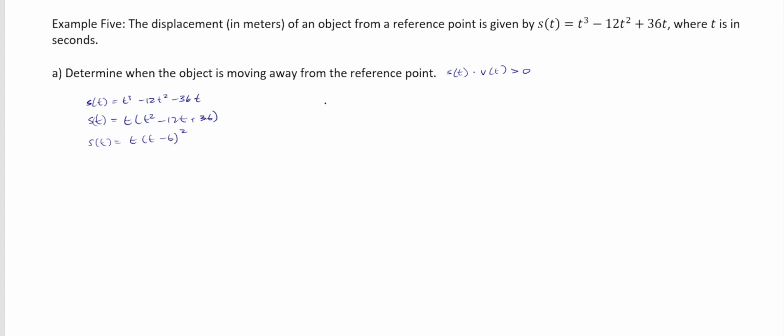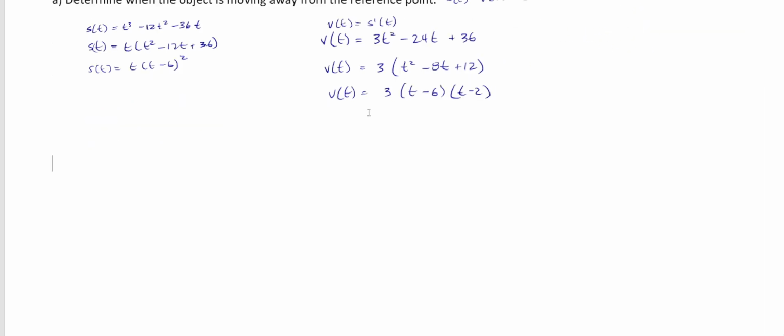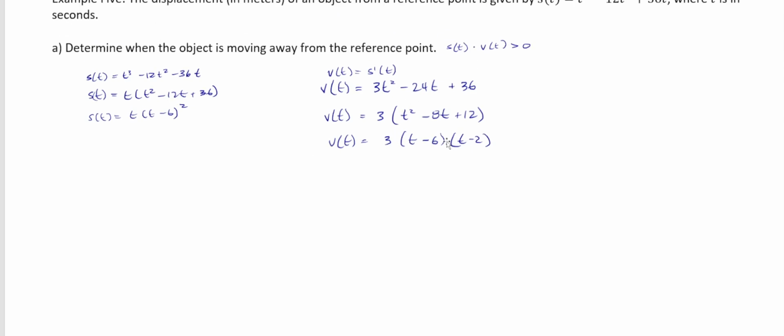And then S at t is going to be t times (t minus 6) squared. Okay, and then here we go, the velocity function is equal to the first derivative of the position function. Why don't you pause this now and see if you can find the first derivative of the position function. Again, finding the first derivative is most helpful using its unfactored form. Okay, and so here it is. The velocity function is given as 3t squared minus 24t plus 36, and then we go ahead and factor, and we get this in its factored form.